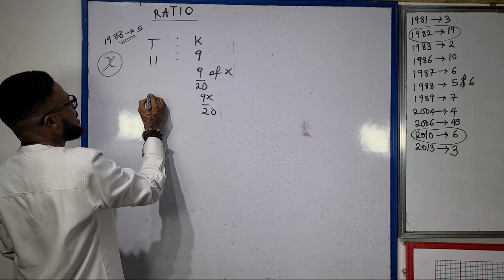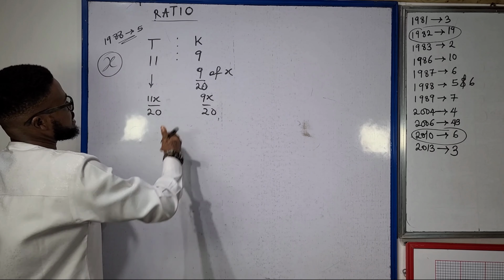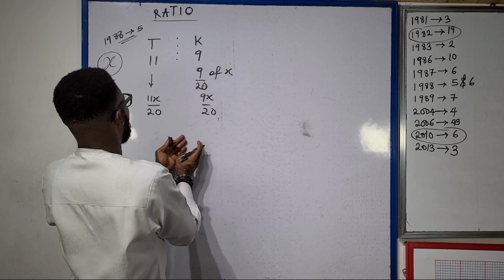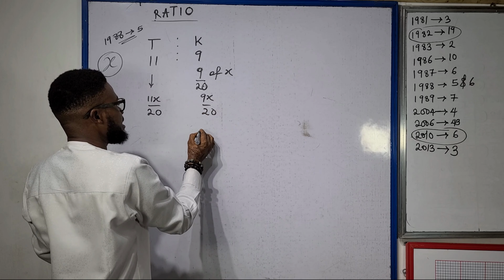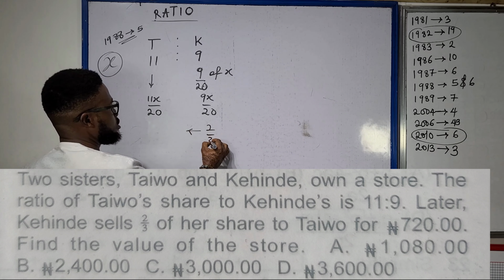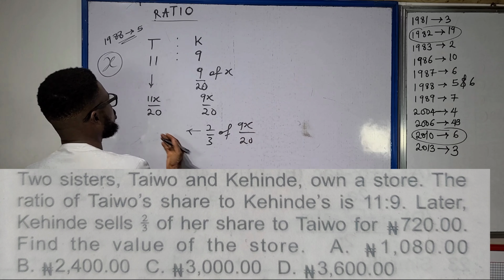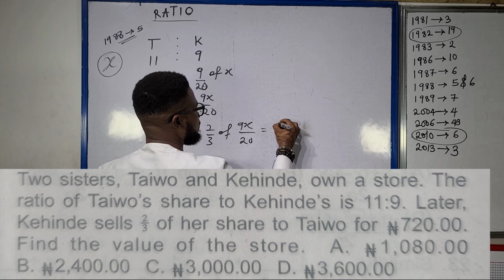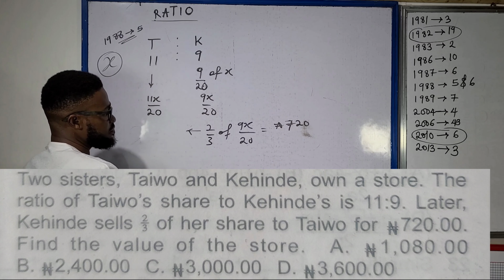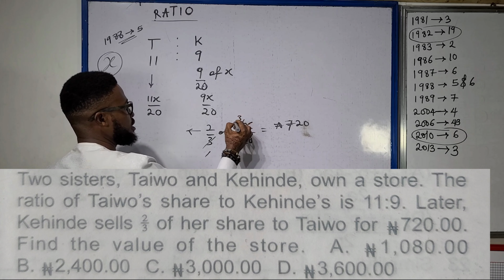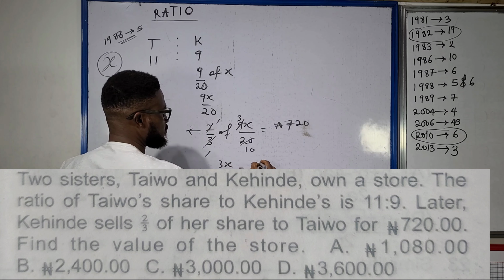And Taiwo has 11x over 20. So Kehinde has 9x over 20, Taiwo 11x over 20. Kehinde is going to sell 2/3 of his own share, 9x over 20, to Taiwo, and that represents 720 naira. So what this means is, cancelling 3 into 3 and 2 into 20, that is 3x over 10 equals 720.